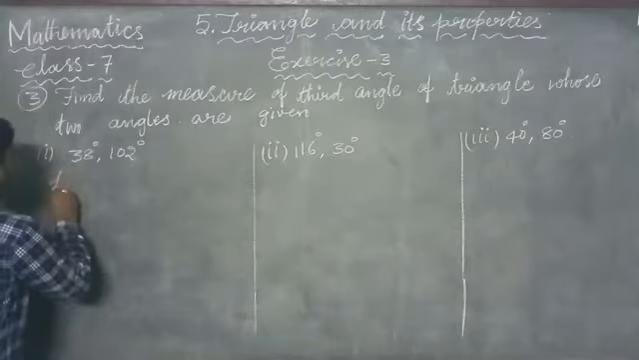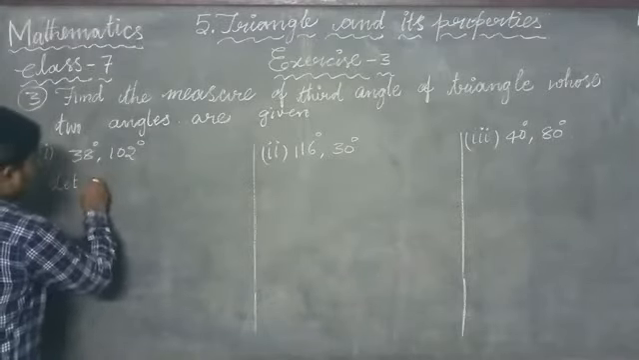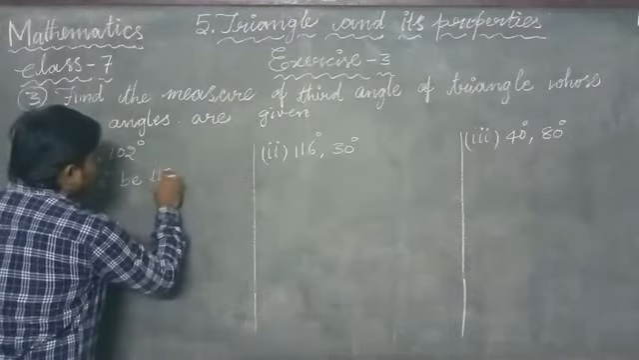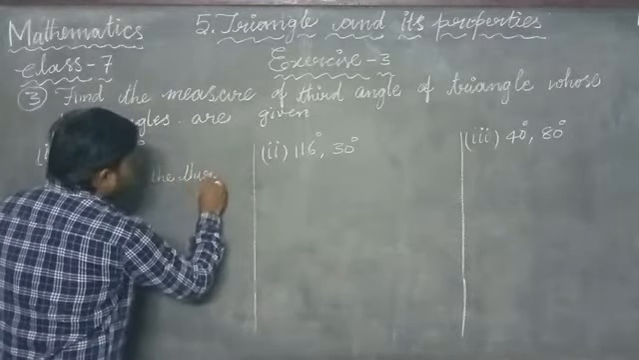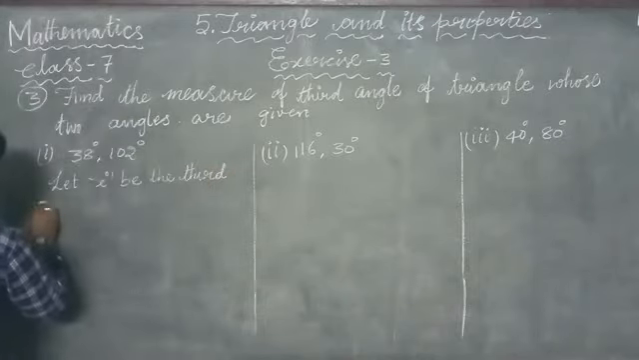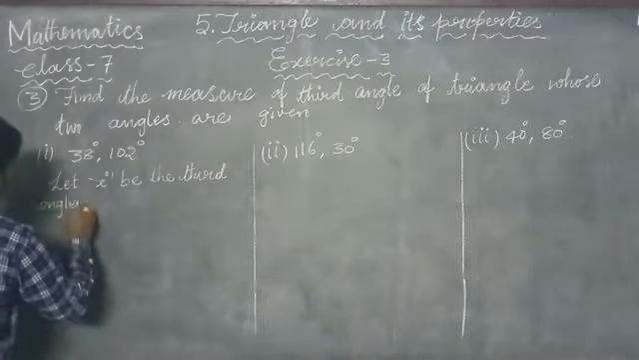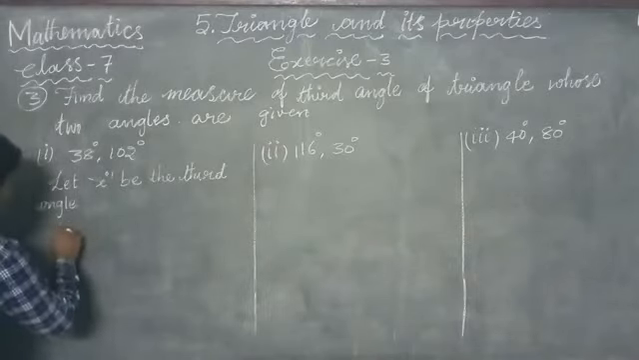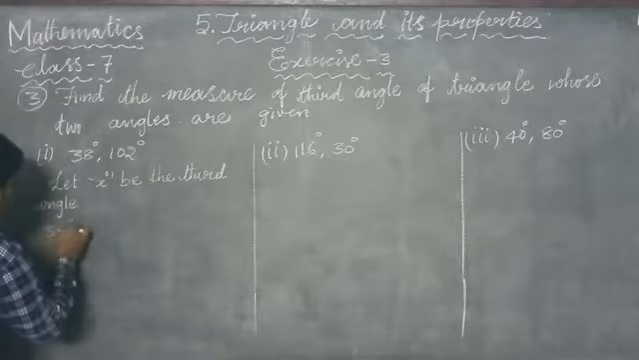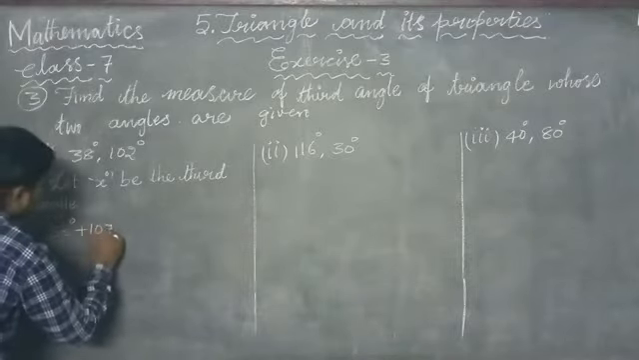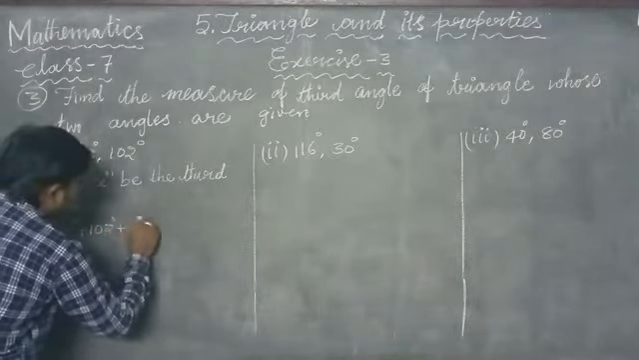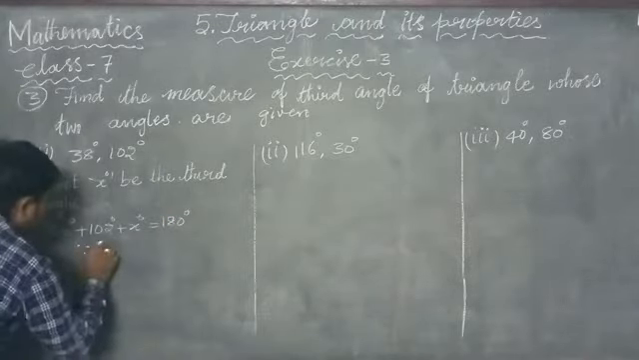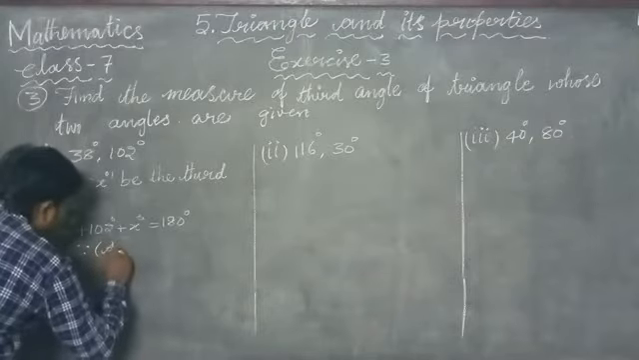Okay, let x degrees be the third angle. Then 38 degrees plus 102 degrees plus x degrees equals 180 degrees, since it was taken from the angle sum property.